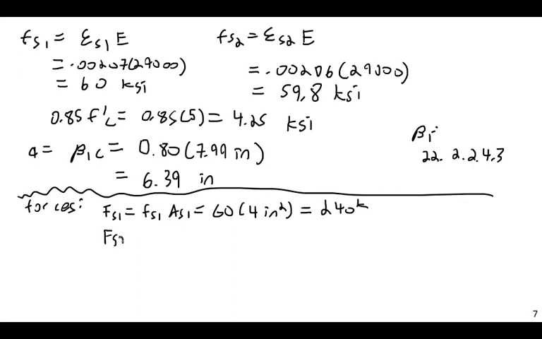Now, for FS2, I might be tempted to say the stress here is 59.8, times 4. Is that right? It actually isn't. Any idea why? I would be tempted to say that the actual force produced by my compressive steel is 59.8 times 4. But the concrete, yeah. See, here's the thing.